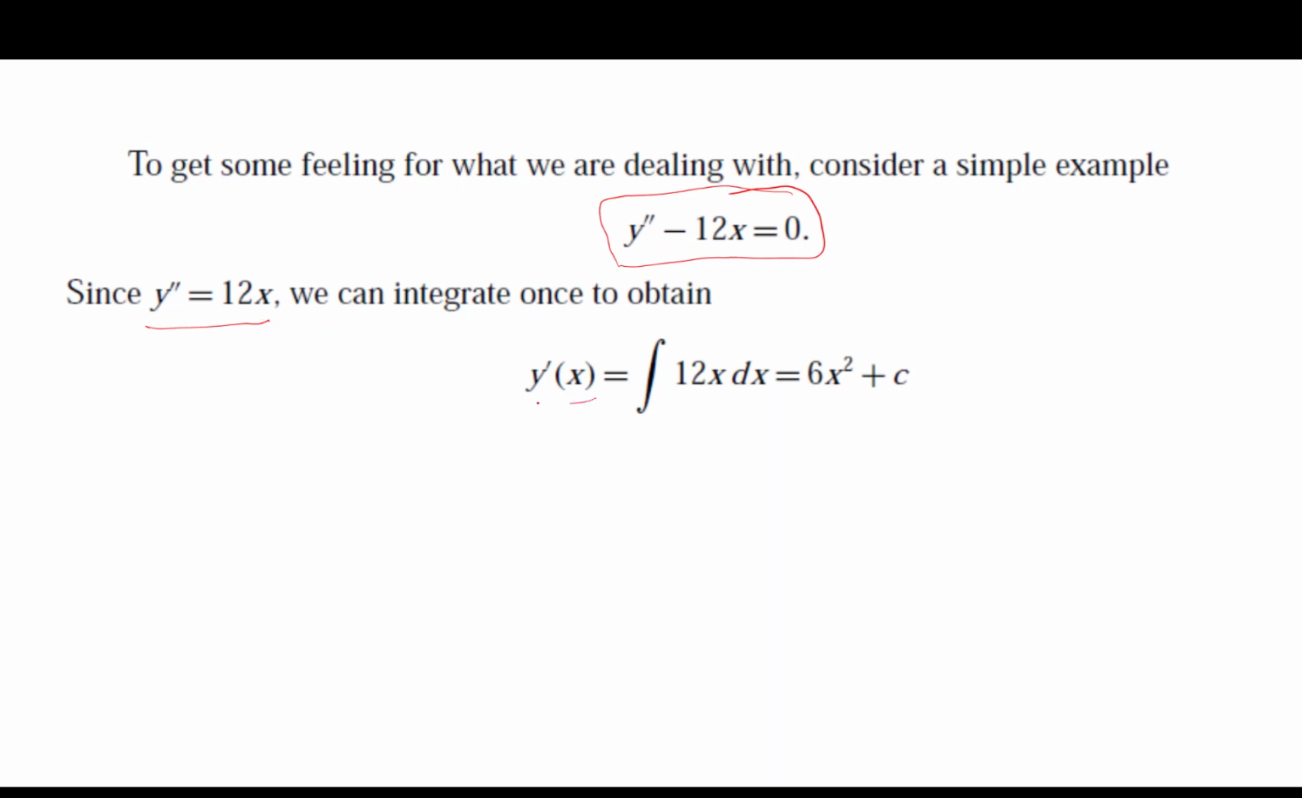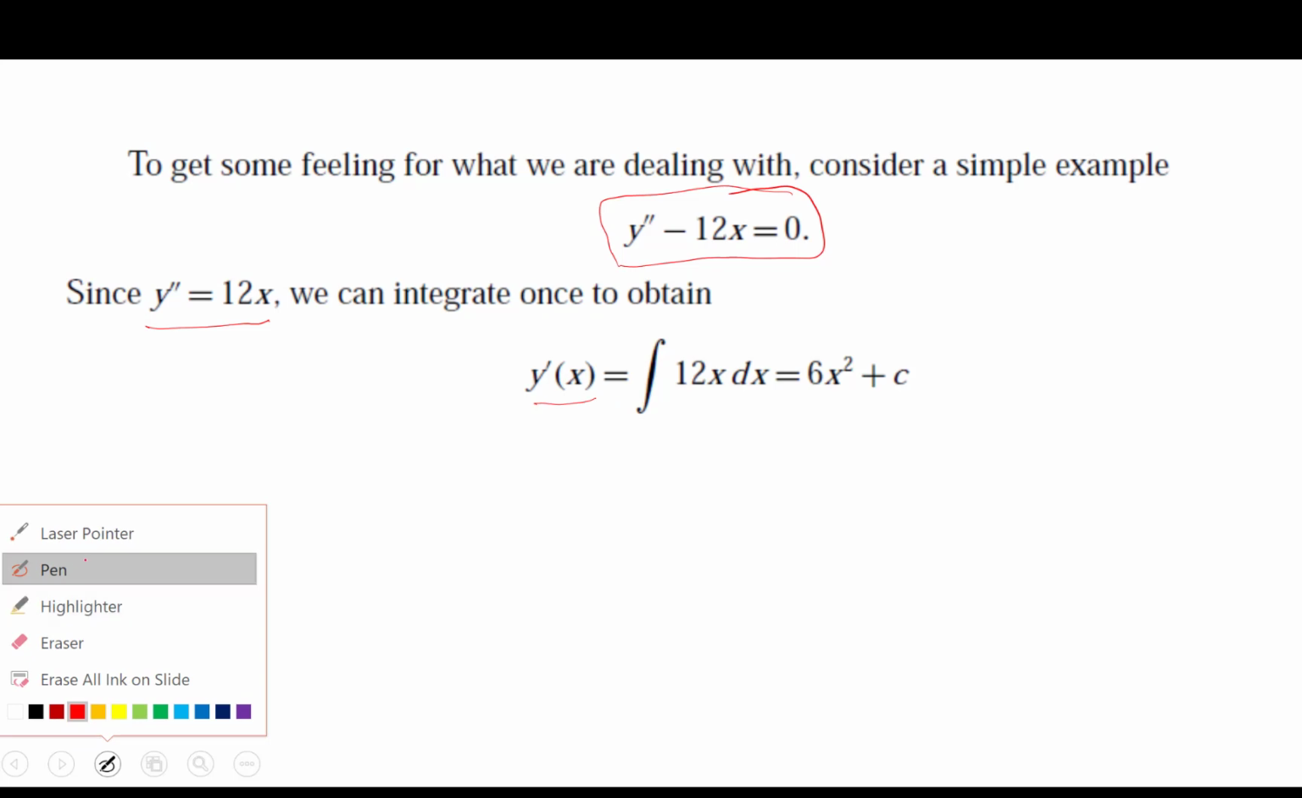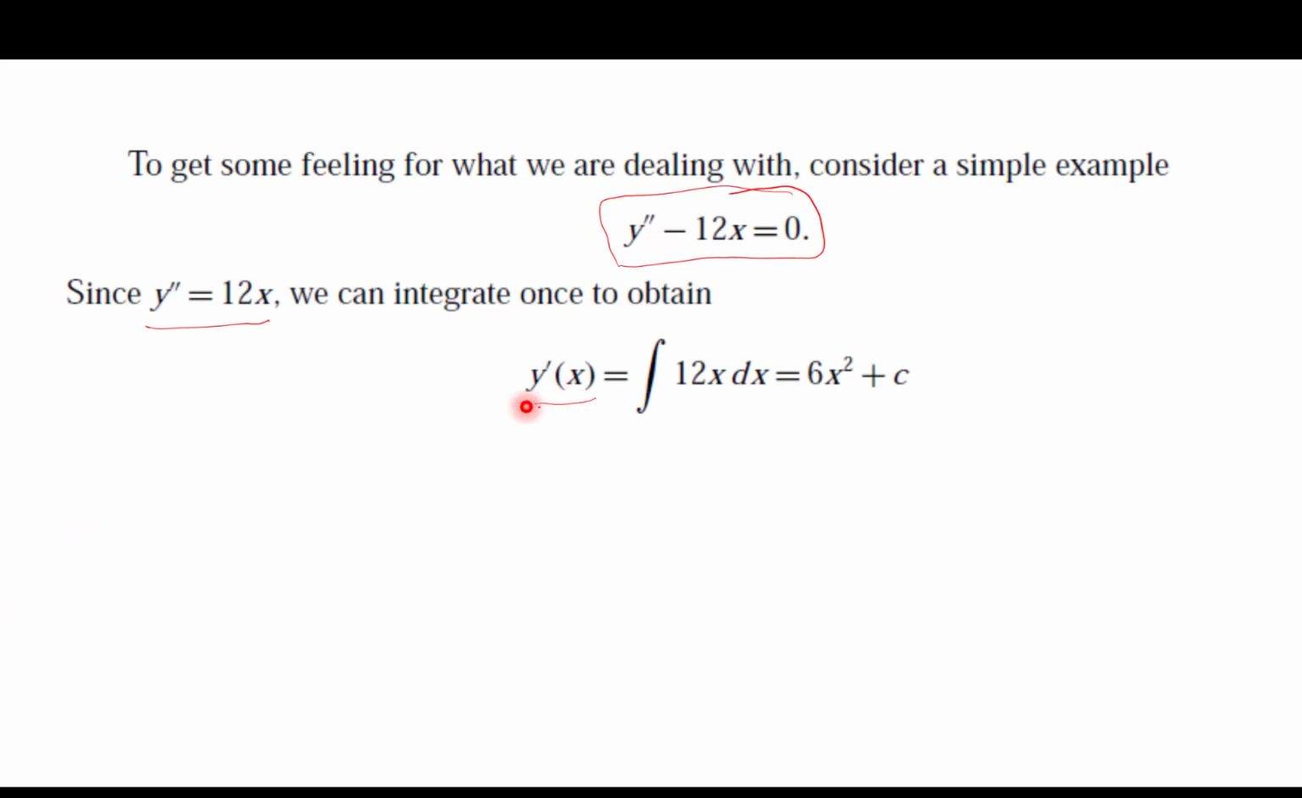We are going to integrate our y double prime once, so it is going to be y prime, as you can see, equal to the integration of the right-hand side, which is the integral of 12x dx, and this would equal exactly 6x squared plus a constant of integration.